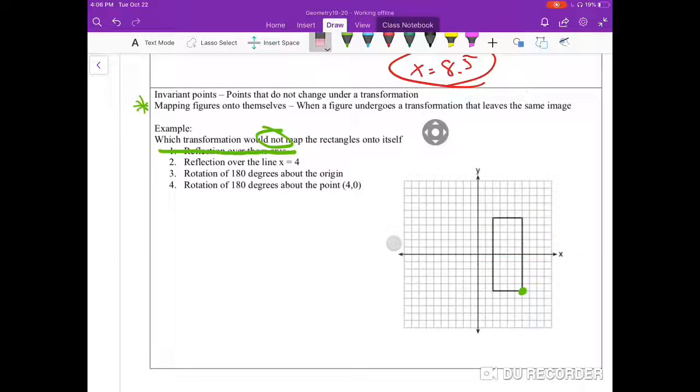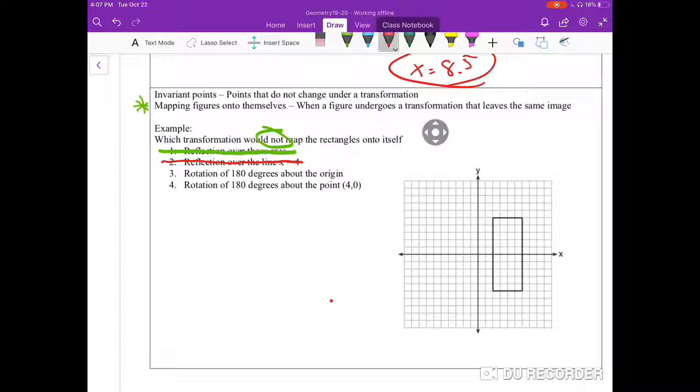All right, let's look at the next one. Reflection over the line x equals 4. So again, where is the line x equals 4? Line x equals 4 is right here. Okay, remember my x equals lines are always vertical. Now again, same thing. If I were to flip this rectangle over this red line, this point would wind up right here. This point would wind up over here. And same thing on the other end. So we would have the exact same rectangle. So it is not going to be this choice right here.